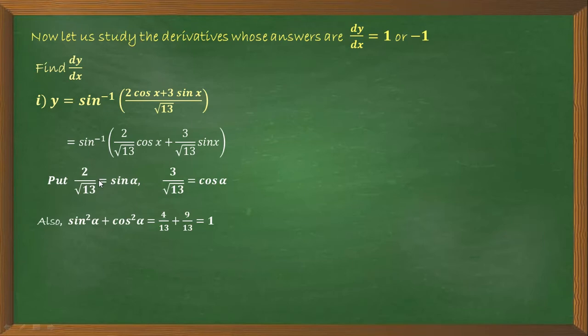Both the values are less than 1. Okay, so it is possible to consider like this. Now see the next step. Why we use like this? See here. So hence the given function becomes y is equal to sine inverse in bracket sin alpha into cos x plus cos alpha into sin x.